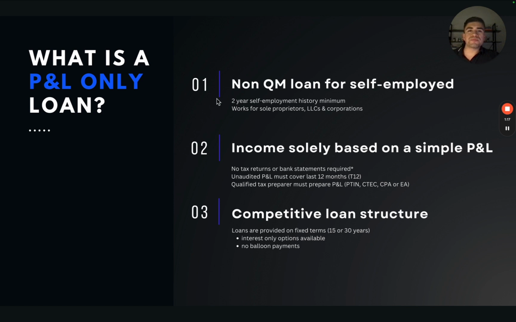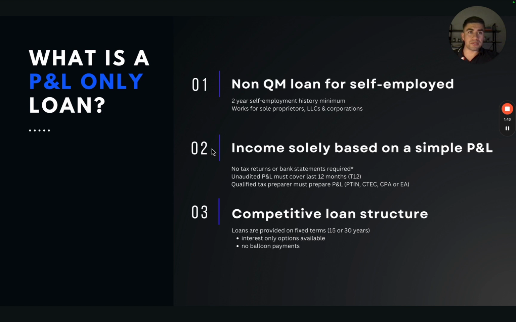Now, in general, with this program, we're going to get more into the fine details here, but we do need a verifiable 2-year minimum self-employment history, okay? And this works for multiple business types, right? So if you're a sole proprietor, LLC, or a corporation, that's perfectly okay. Main thing with this program is that the income is solely based on a simple P&L.